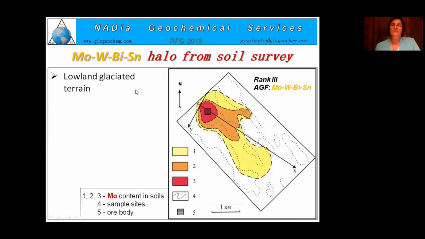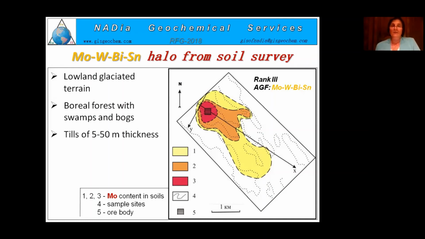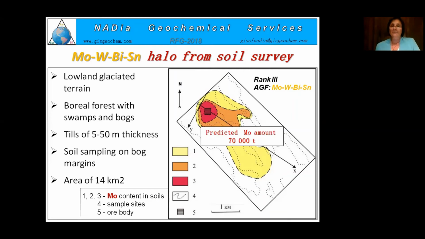So the area was lowland glaciated terrain with boreal forest, swamps, and bogs. The thickness of tills was 5 to 50 meters. And soil sampling was performed on bog margins, which you see as dots on the picture. And the area covered with sampling was 40 square kilometers. So from the geochemical survey, the predicted amount of molybdenum was defined as 70,000 tons.